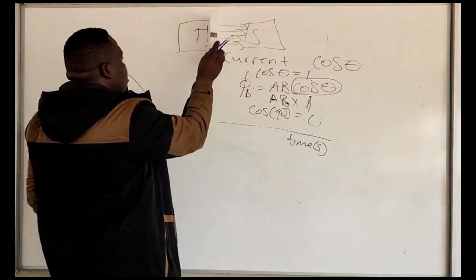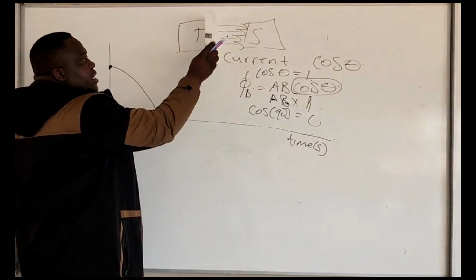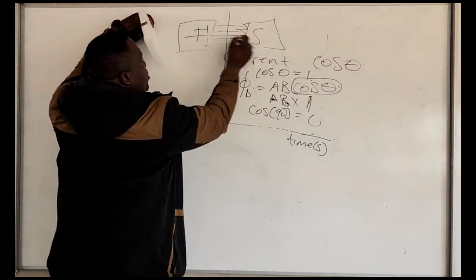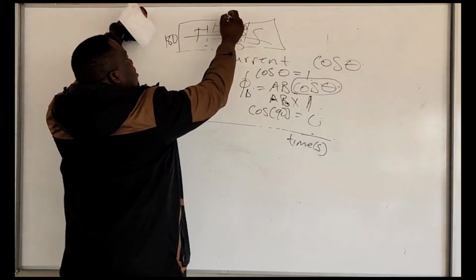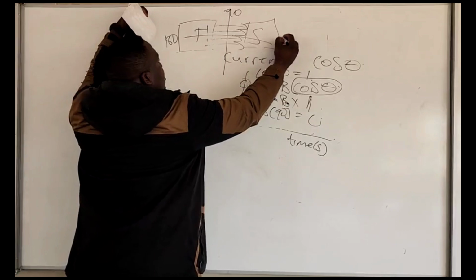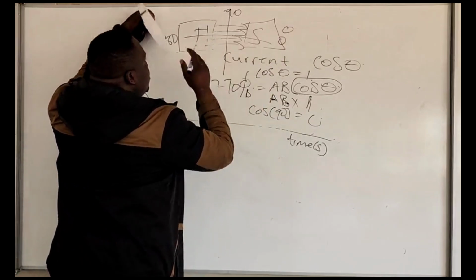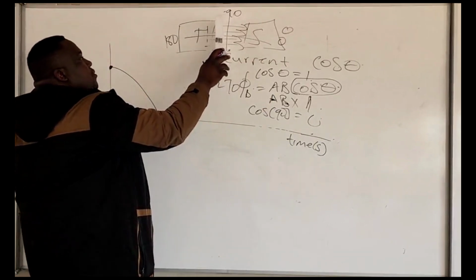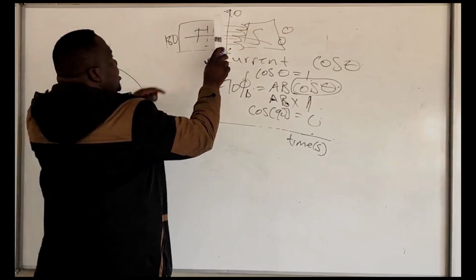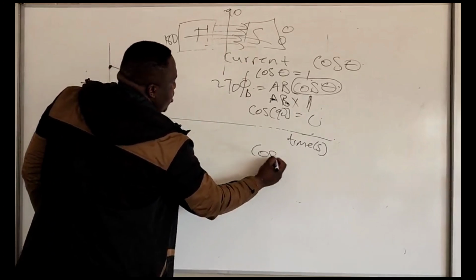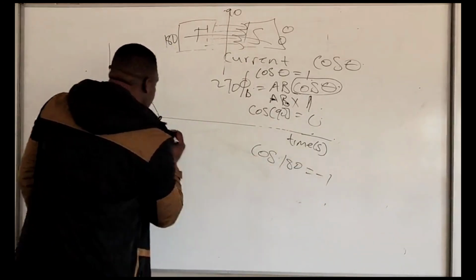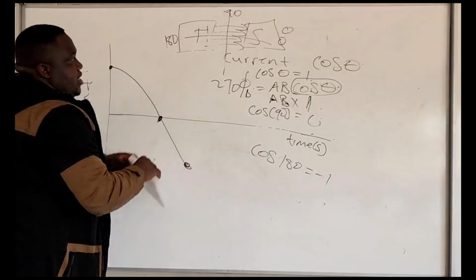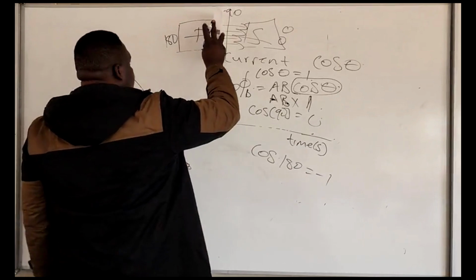Then it turned again. Can you see? It turned this side to 180. 90, 0, 270. It is at 180. When it is at 180, what is cos 180? Cos 180 equals negative 1. That's why it will go down. Then it is at 180.